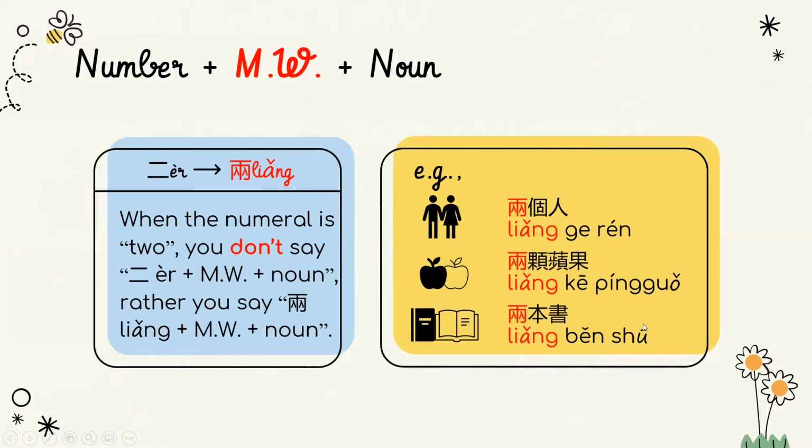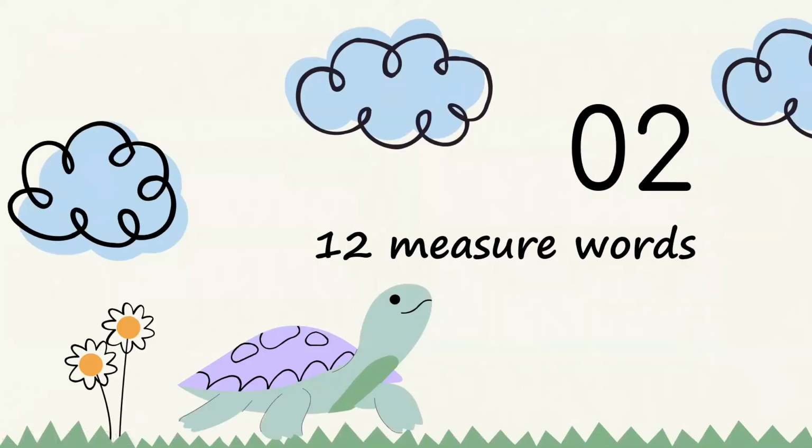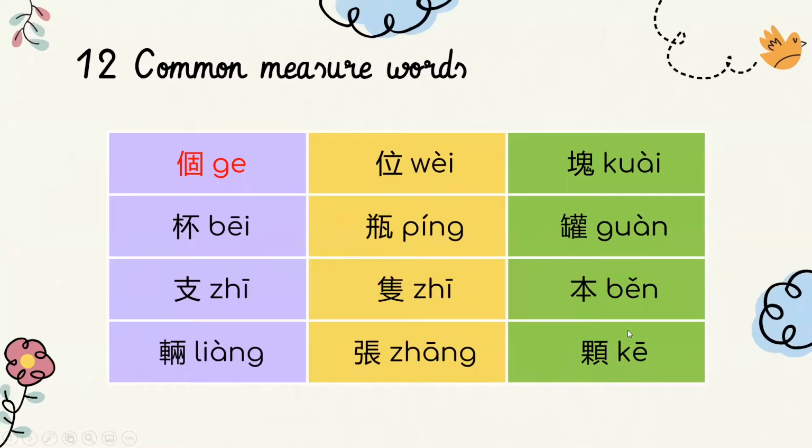In the next part, we are going to learn the 12 common measure words we use in our daily life. Here are the 12 measure words we use very frequently. Now I want you to repeat after me.